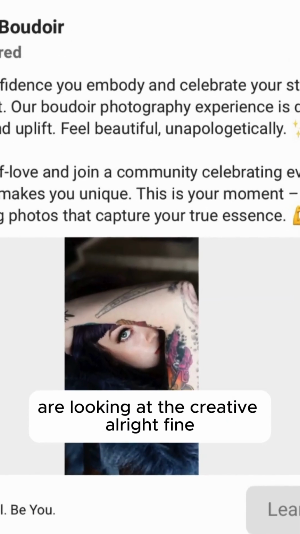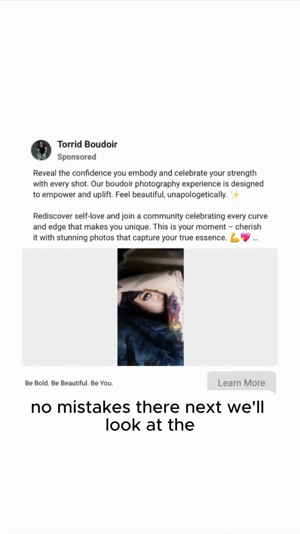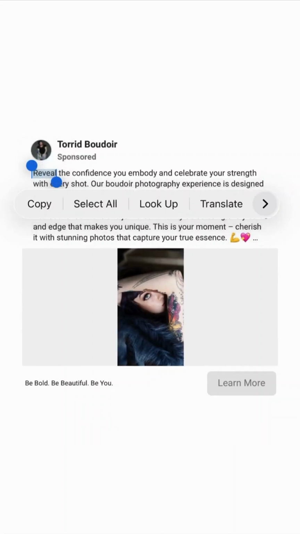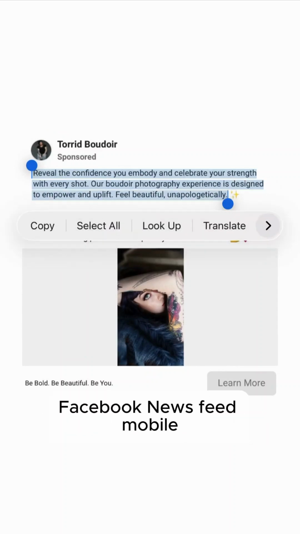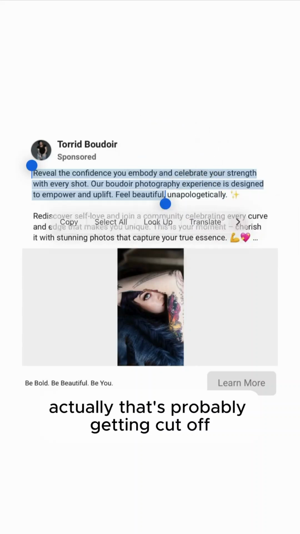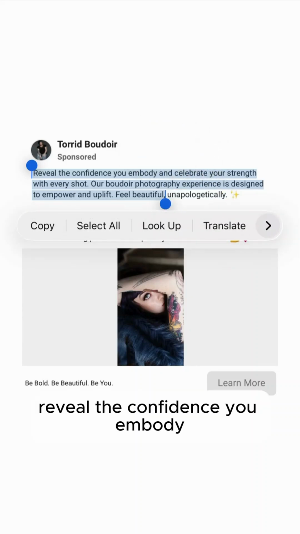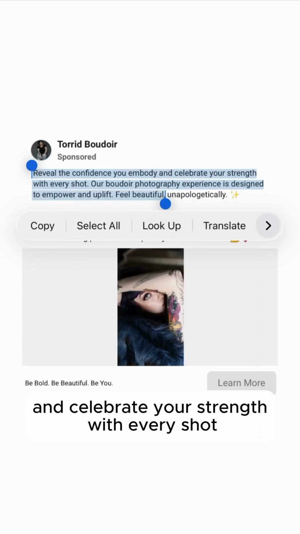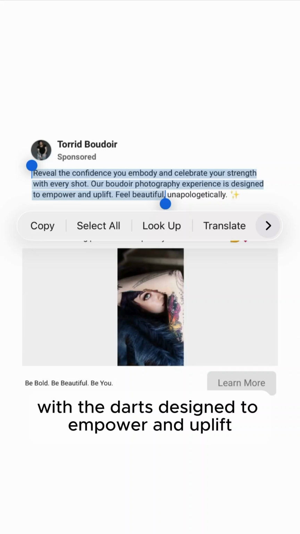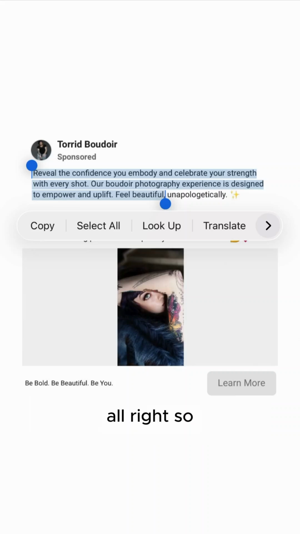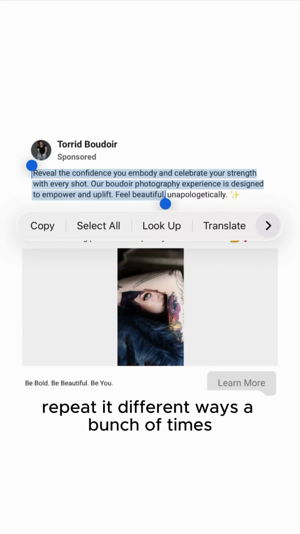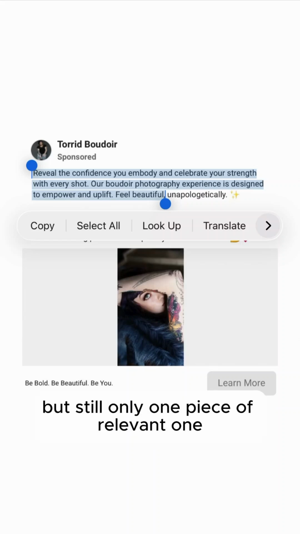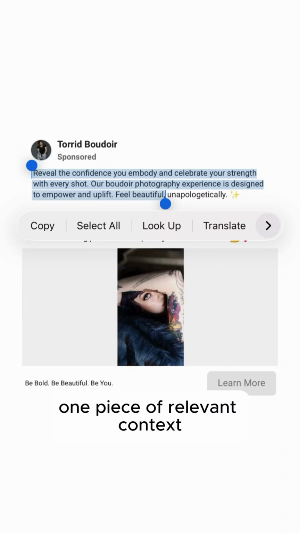Are we looking at the creative? All right, fine, no mistakes there. Next, we'll look at the see more headline, first 2 3/4 lines, Facebook newsfeed mobile. Actually, that's probably getting cut off. Reveal the confidence you embody and celebrate your strength with every shot. Or with left touch designed to empower and uplift. All right, so yeah, we only got one type of specific context here. Repeated different ways a bunch of times, but it's still only one piece of relevant context.